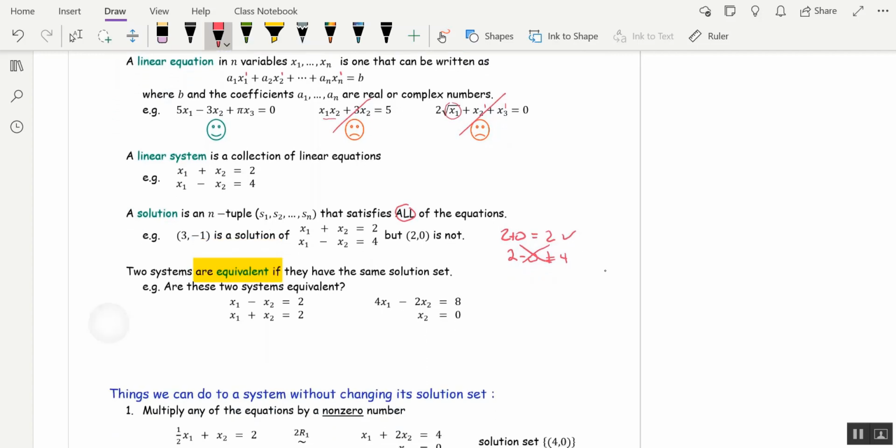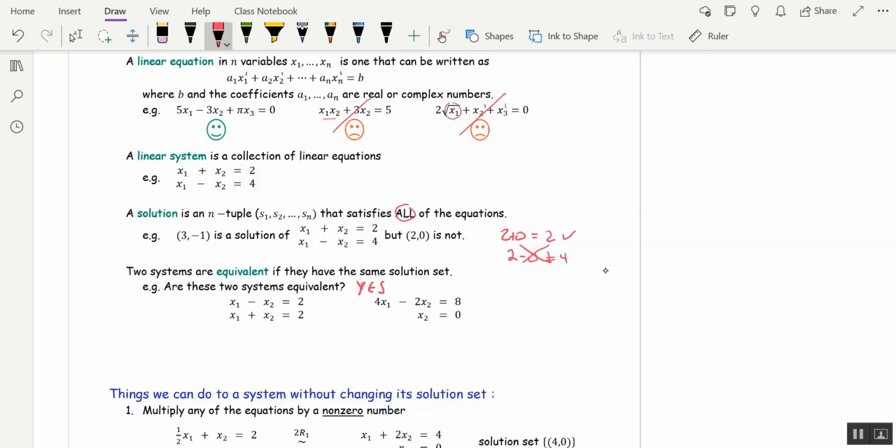Equivalent systems are ones that share the same solution set. So they're not equal, but here's an example. This is going to be a yes, the answer to this question. These are equivalent systems, and we're going to show that. This system looks different than this one, right? On the face of it, it looks different, but they have the same solution set.